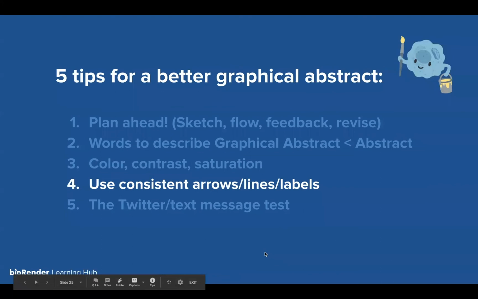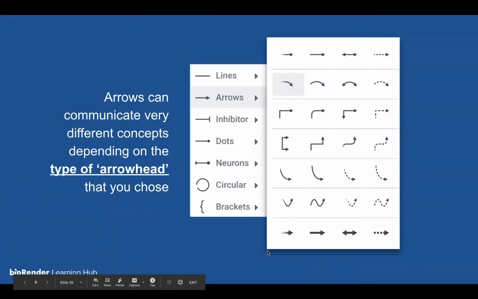The fourth thing here is to use consistent arrows, lines, and labels. I'm not going to go into detail about this because we'll go through it in the demo in just a minute. But just to say that arrows can communicate very different concepts depending on the type of arrowhead that you choose. So arrows can mean all the things in this folder here: straight arrows, curved arrows, 90-degree angle arrows, squiggly arrows, dotted lines with arrows at the end. These all communicate very different things.